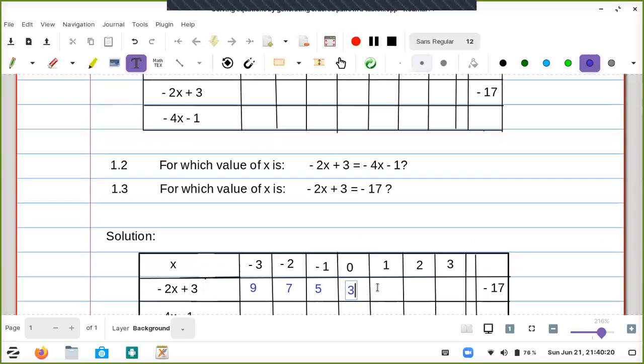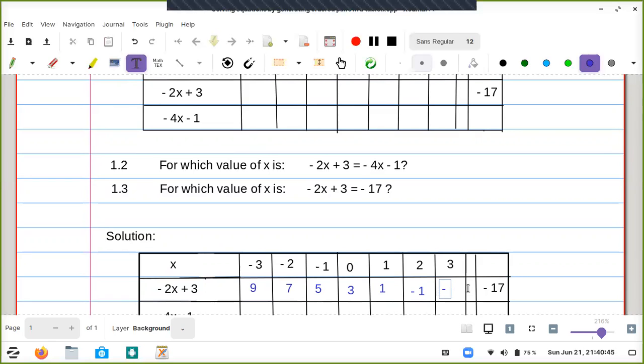Then again, 3 minus 2, that's 1. 1 minus 2 is negative 1. Negative 1 minus 2, we get negative 3.